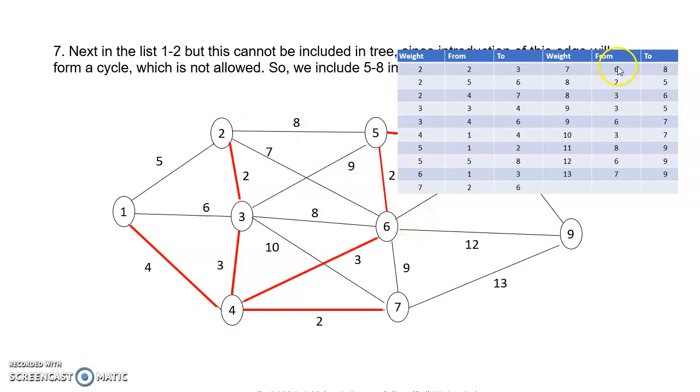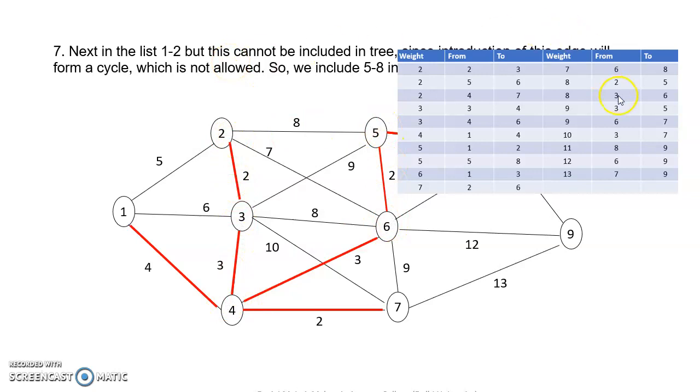Then you have 6, 8. 6, 8 is where? 6, 8 is this side. 6, 8 also will form a circle. 6, 8 also cannot be considered. 2, 5. 2, 5 is what? 2, 5 is this one. 2, 5 also cannot be considered because you are going to form a closed cycle over here.